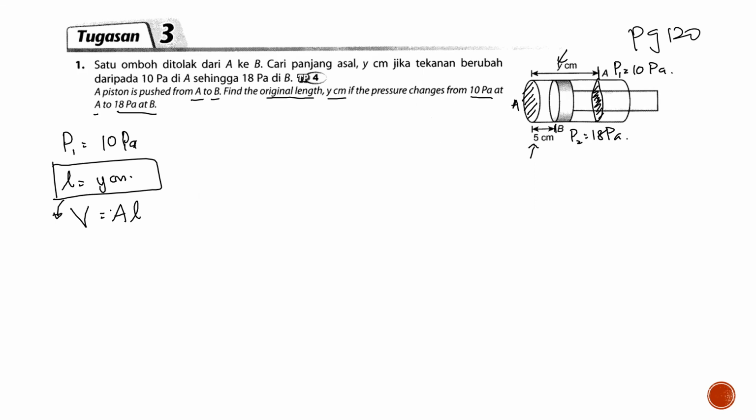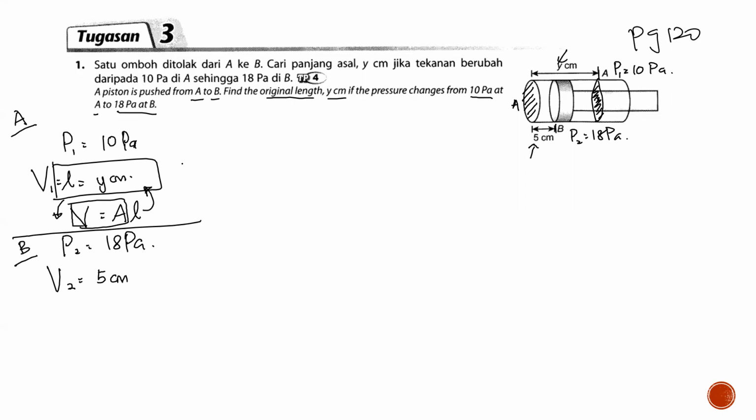Okay, so we can directly treat length as volume. So length 1 actually is V1. Then P2 is 18 Pascal at B. So V2 actually is 5 cm at B. So this is condition A, condition B, 1, 1, 2, 2. So in 4 we have done.